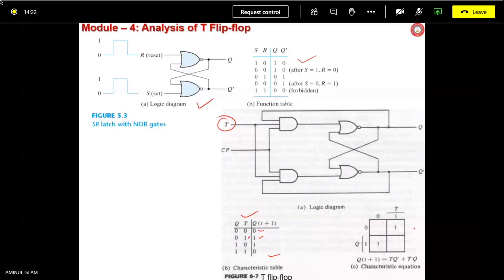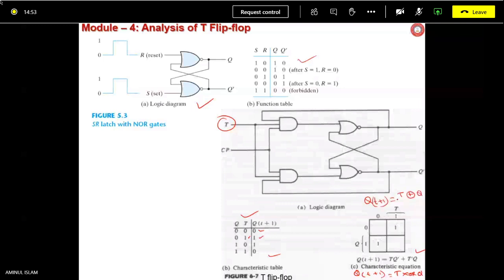By putting this table into the Karnaugh map, you get this expression: T Q bar plus T bar Q. What is it? It is an XOR gate. Q(t+1) is T XOR Q. Sometimes this symbol is used. Q(t+1) equals this.